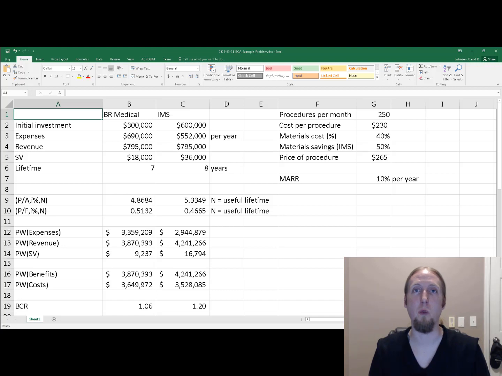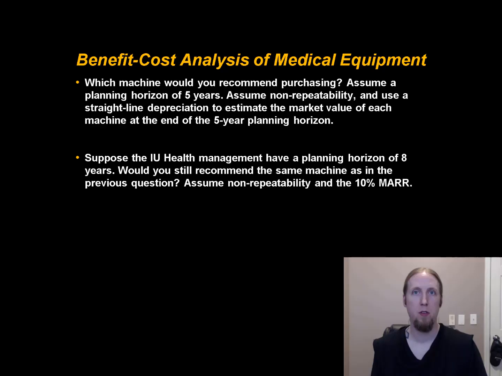Now we need to figure out which one is preferred. We're asked to consider which machine we would recommend purchasing under two different sets of conditions. In the first case, we assume a planning horizon of 5 years, that the machine's purchases are non-repeatable, and that means we need to figure out what the market value of the machines are at the end of the 5-year planning horizon. To do that, we're going to use straight line depreciation.